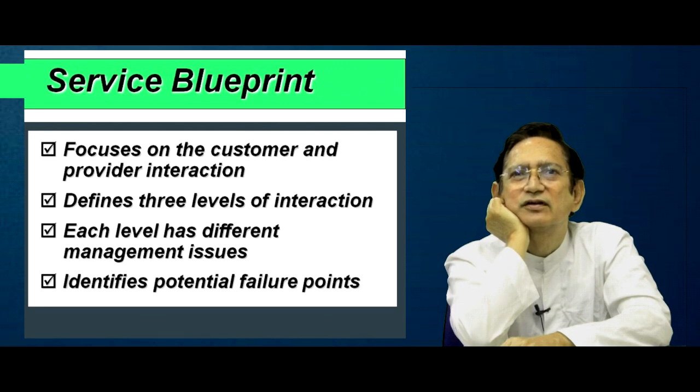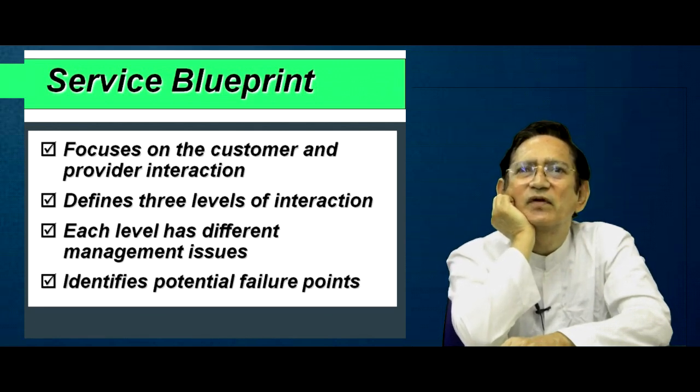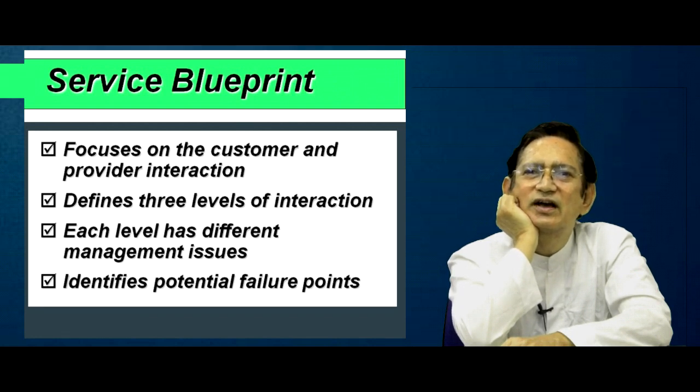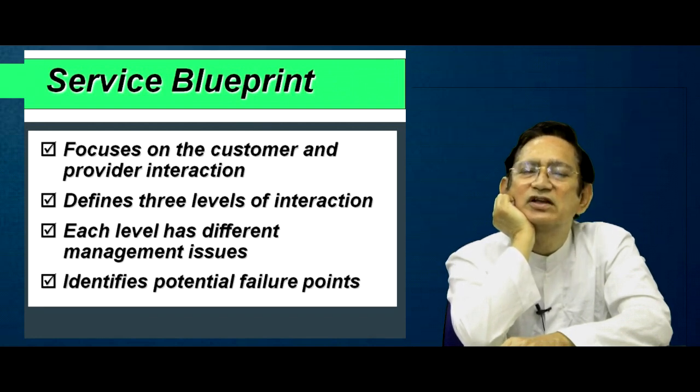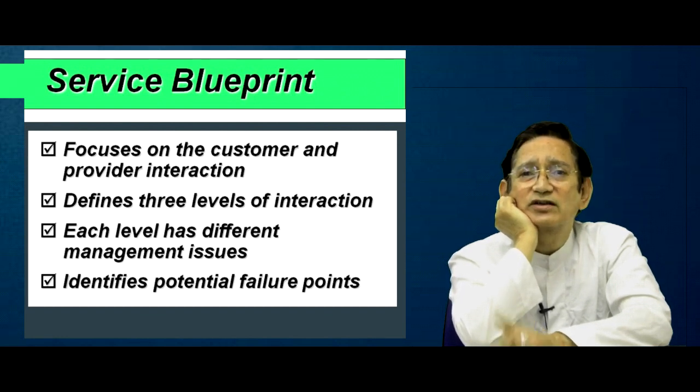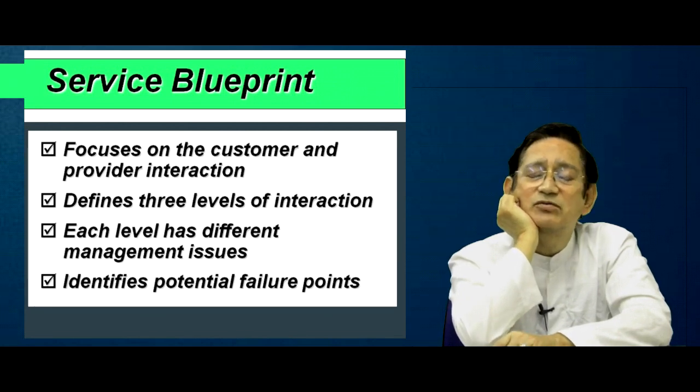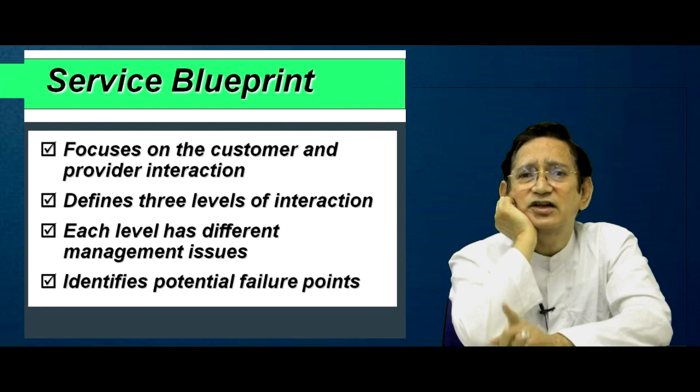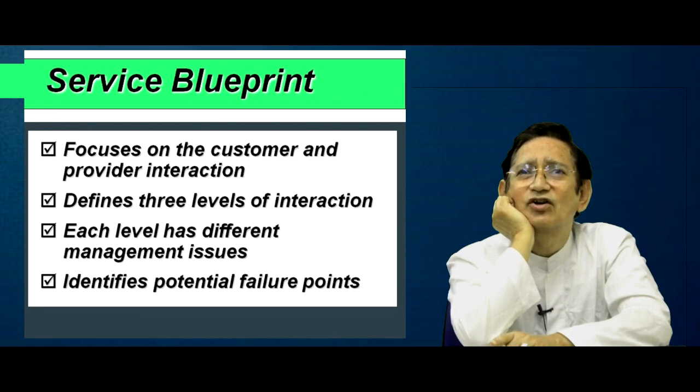Service blueprint. Focus on the customer and provider interaction, defines 3 levels of interaction. Each level has different management issues. It identifies potential failure points. This is very important. You must identify potential failure points because not all the time you will be successful. So first identify the potential failure points so that you take care and focus on the customer and provider interaction. Define 3 levels of interaction. Each level has different management issues. Okay?